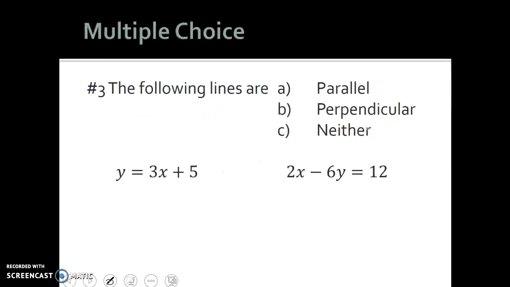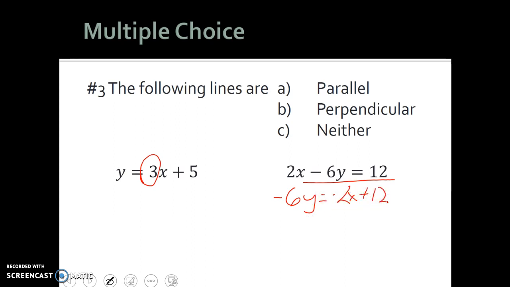All right, so are these lines parallel, perpendicular, or neither? Well, we know the slope of this line is 3. So we need to figure out what the slope of this line is. So again, I'm going to put it in slope-intercept form. I'm going to subtract 2x from both sides. I'll have negative 6y is equal to negative 2x plus 12.